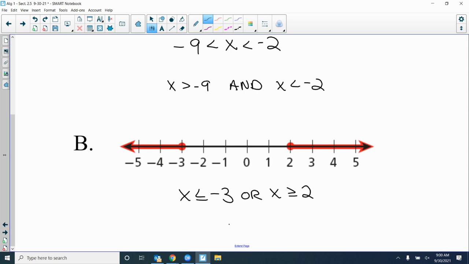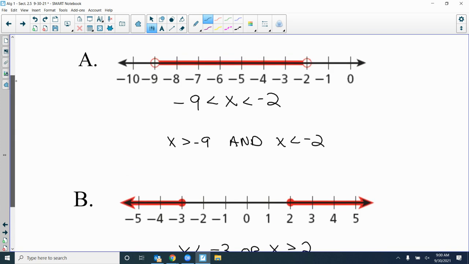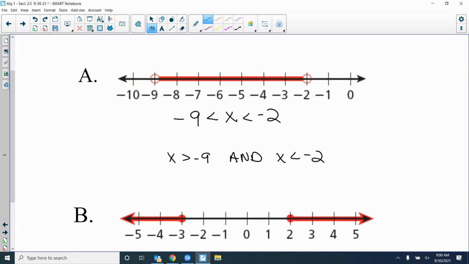Okay, you got to add the word or. Can I write this any other way? Nope. If they're going opposite directions, you got to write it as two separate statements with the word or. X is less than or equal to -3, or x is greater than or equal to 2. If it's trapped, okay, then you can get away with the -9 is less than x is less than -2. So we've done the picture, we've done the equations first.